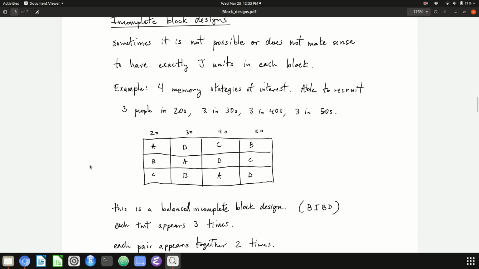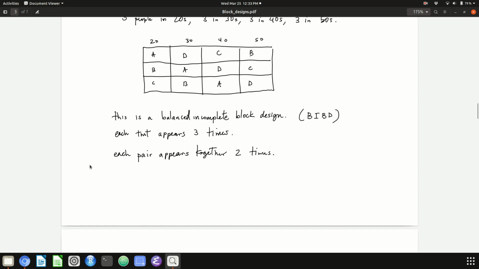And let's talk about why that's true. We said in a balanced design, each treatment appears the same number of times, and each treatment pair appears together in the same block an equal number of times. So let's just do the counting here. Each treatment appears 3 times. So A: 1, 2, 3. B is 1, 2, 3. C is 1, 2, 3. D is 1, 2, 3. And each pair of treatments appears together 2 times. We won't go through all 6 pairs, but let's just look at A and B.